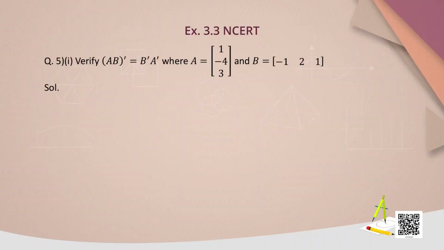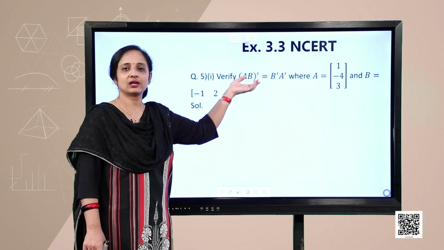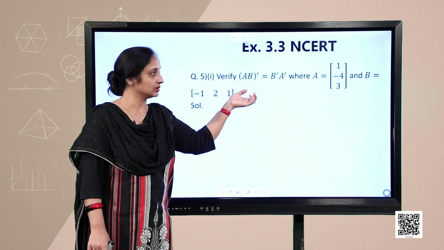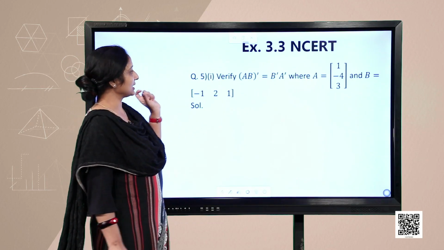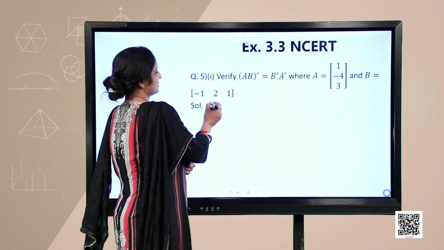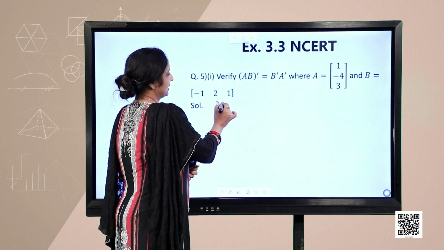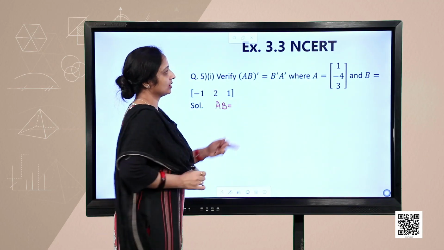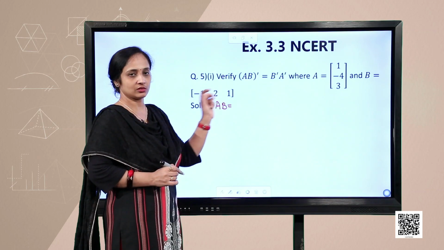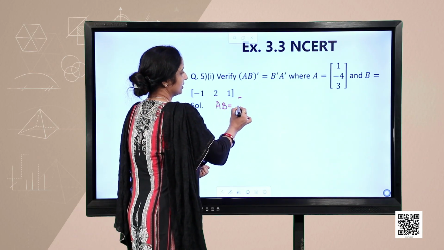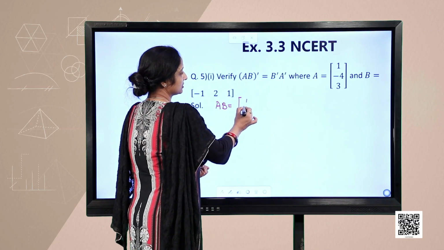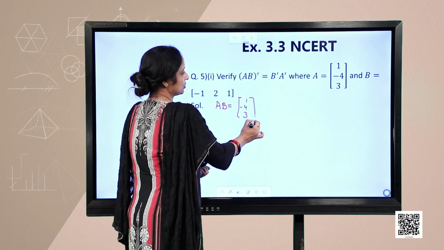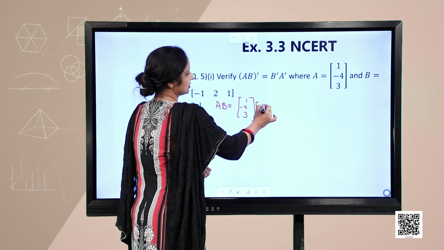So let's move to the next question, question number 5, part 1, which I am supposed to verify AB whole transpose is equal to B transpose A transpose. You can remember that we have named this property as law of reversal. So in this you are supposed to multiply all the matrices. So very first matrix is AB. That means you need to multiply this column matrix with this row matrix. So how will you do that? Write down both the matrices adjacent to each other so that no calculation error is happening.